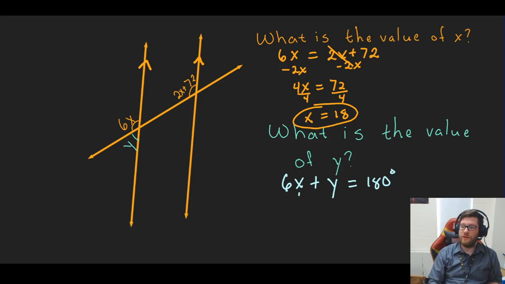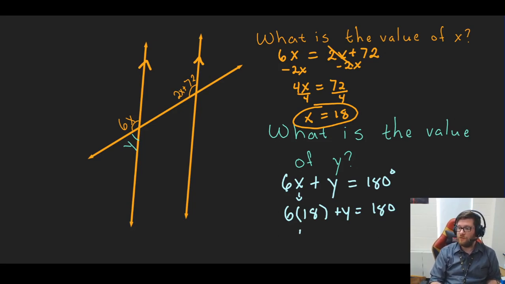So now we know that x is equal to 18. If we tried to do this before, we just didn't have enough information to plug stuff in and find either x or y. So 6 times 18 plus y equals 180. So 6 times 18: 6 times 10 is 60, plus 6 times 8, which is 48. So 60 plus 48 is 108 plus y, equals 180.